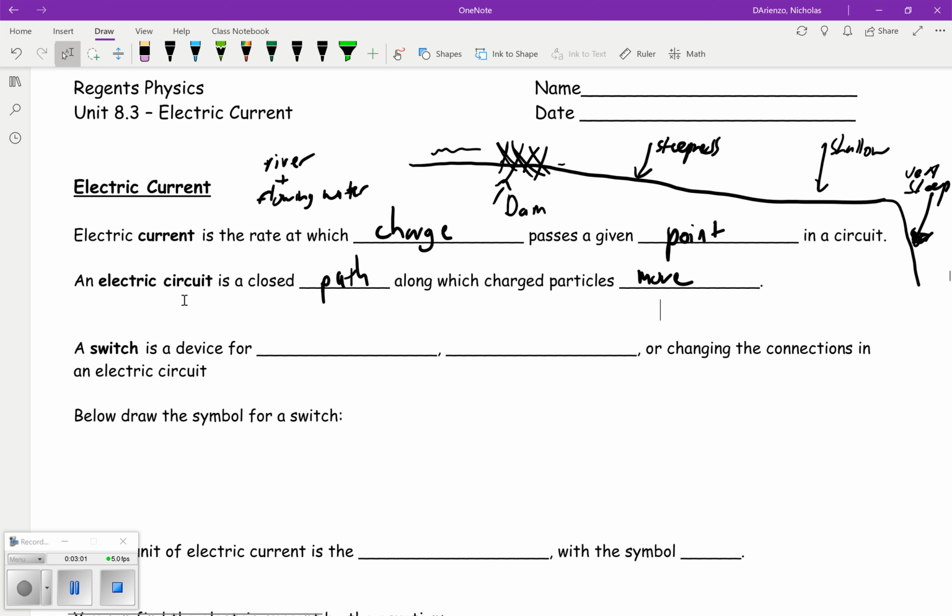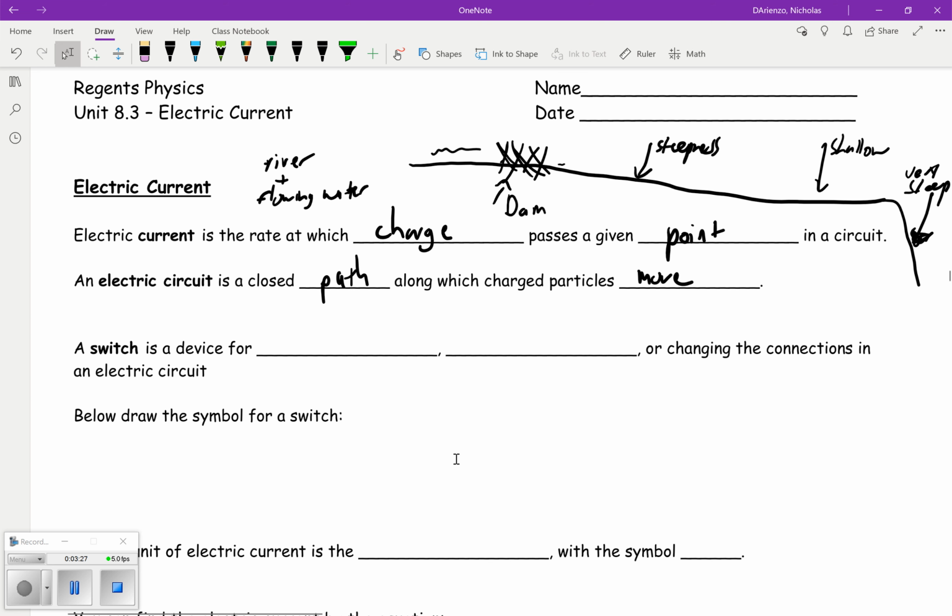So the circuit is almost kind of like the river. It's a path along which water is able to move or able to flow. And current, just like current in a river, is the rate at which water passes a given point in a river. The higher the current, we always hear that high currents or heavy currents can pull you under and drag you along the river because there's a lot of fast flowing water at that point. And the same idea is going to apply to electric current.